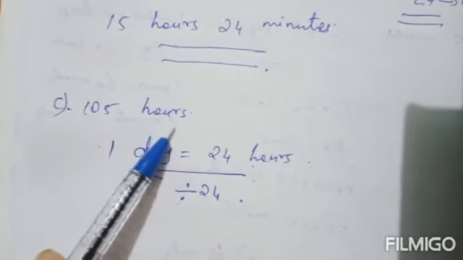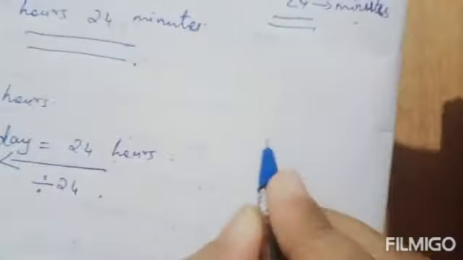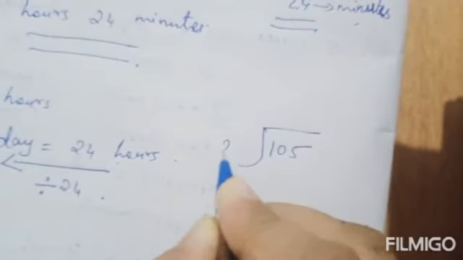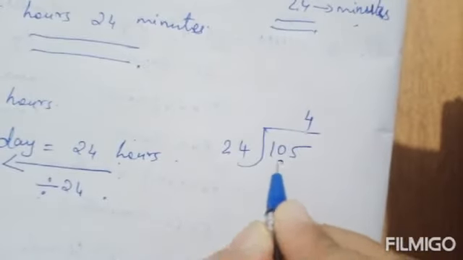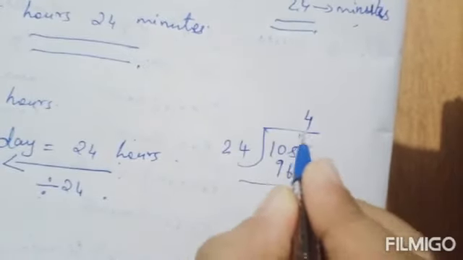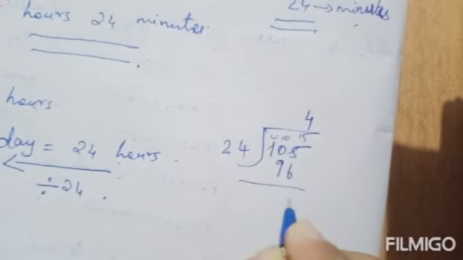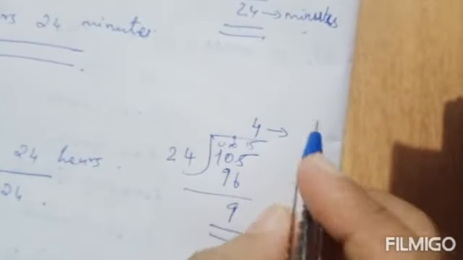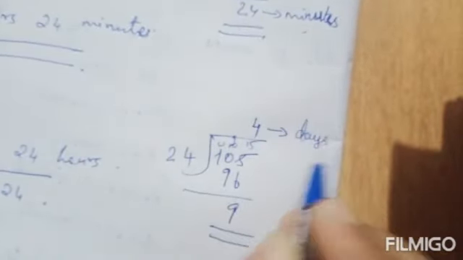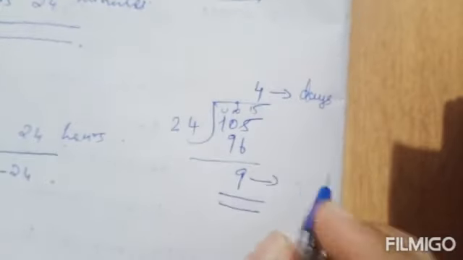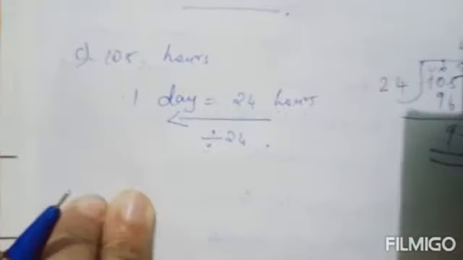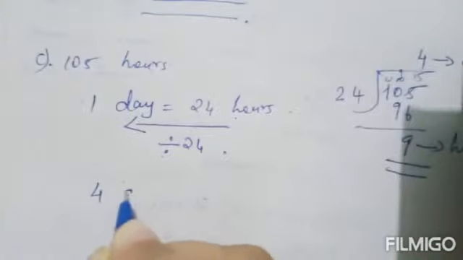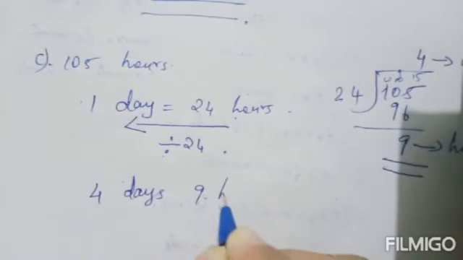Okay, so 105 hours. In order to convert to days, just divide 105 by 24. So what will you get? 24 into 4, it is 96. Okay, so remainder you will get 9. So this quotient, these many days will be there. Okay, and this remainder, these many hours will be there. So 105 hours, it is 4 days and 9 hours.